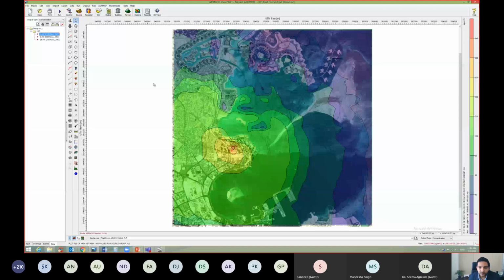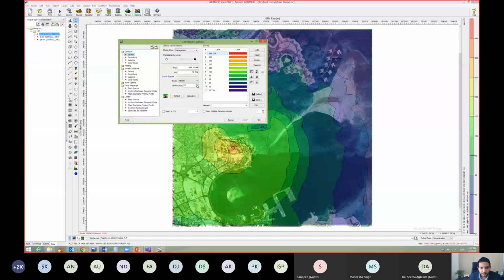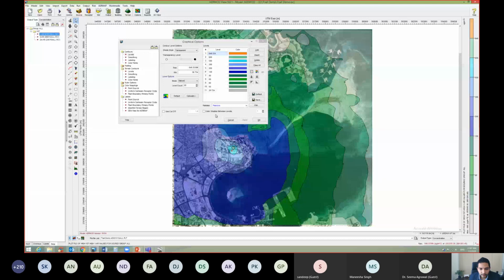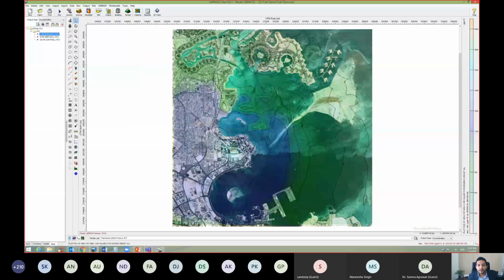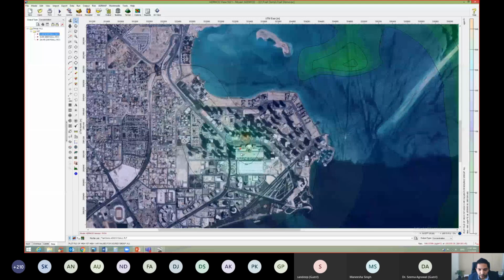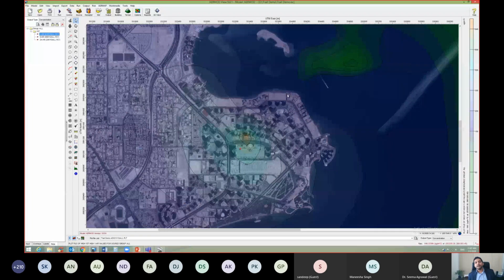Now we can see the results of this contour, and we can see that the highest concentration is 649 microgram per meter cube. We can further break it down into 20 levels. Here we can see that this is the source, and near the source the concentration is higher, and as it disperses, the concentrations come down.